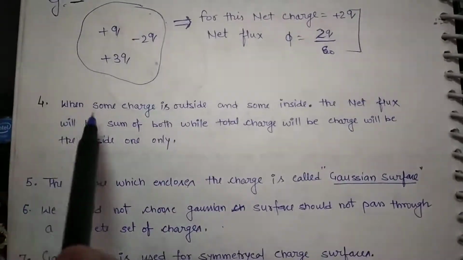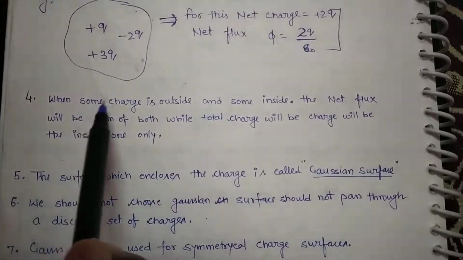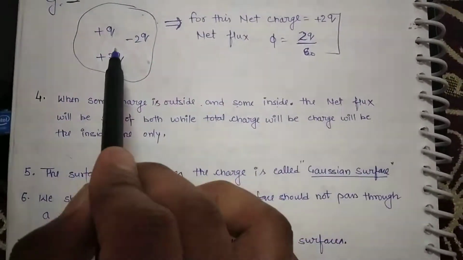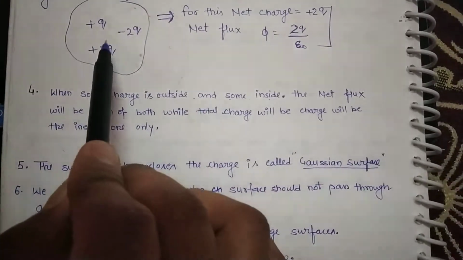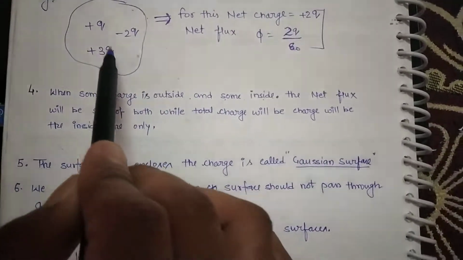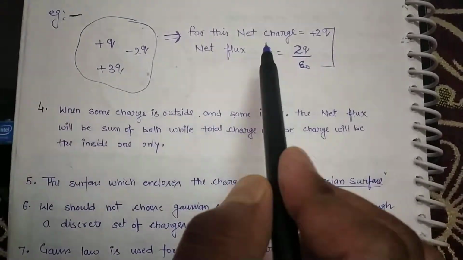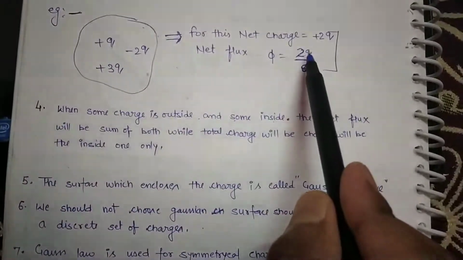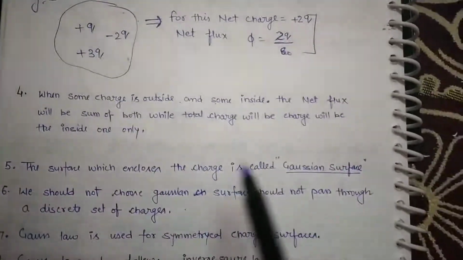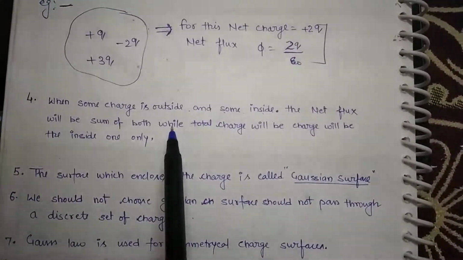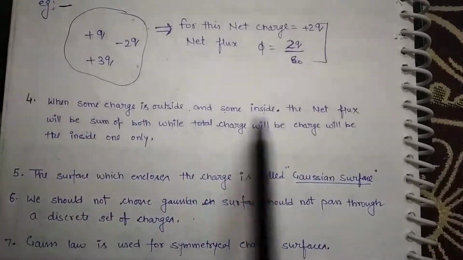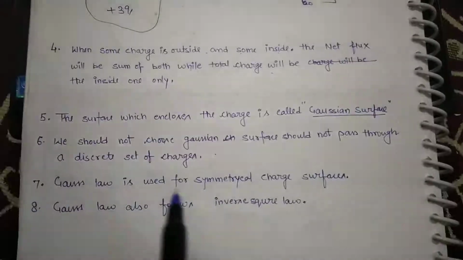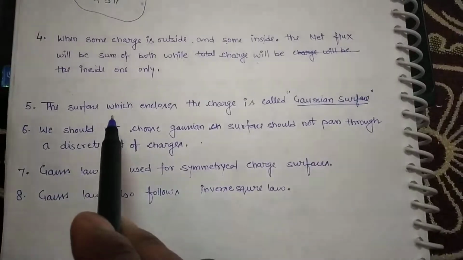Now the fourth point is so tricky. Let me explain this in a simple manner. It says that when some charge is outside and some charge is inside, suppose this is a surface. Here is some charge outside and some charge inside. The term on the left hand side, the net flux, will be due to both of them, inside and outside, but the charge q will be the one which is inside only. As it reads, the net flux will be the sum of both, while the total charge will be the inside one only.